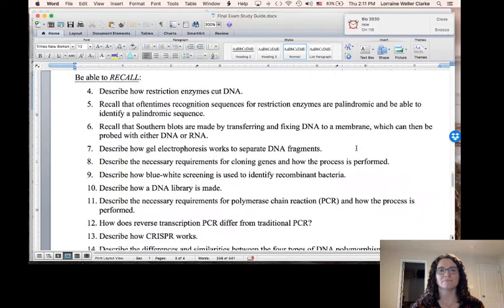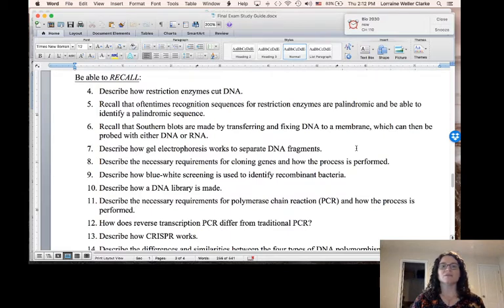Okay. One of the key things here that I want you to understand from this one is understanding when something is cut, will it make a sticky or a blunt end? So looking at those patterns, remember that for it to be sticky, it has to have these complementary sequences that are backwards to each other. Okay, so it's going to cut and have a sticking out end and a sticky end so it can stick together.